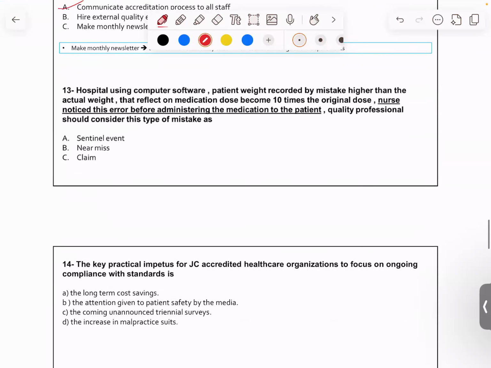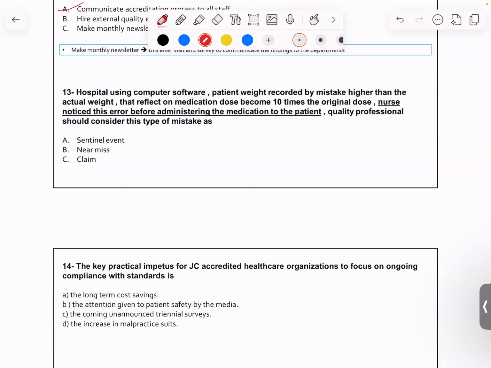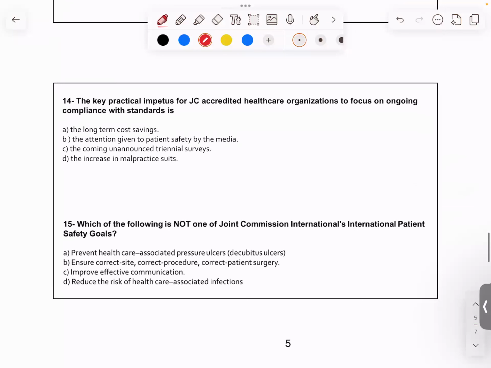Very good. Number 13. A hospital using computer software, patient weight recorded by mistake higher than the actual weight. That reflects on medication dose becoming 10 times the original dose. A nurse noticed this error before administering the medication to the patient. Quality professionals should consider this type of mistake as: A, sentinel event, B, near miss, C, claim. Near miss. Very good. Okay.